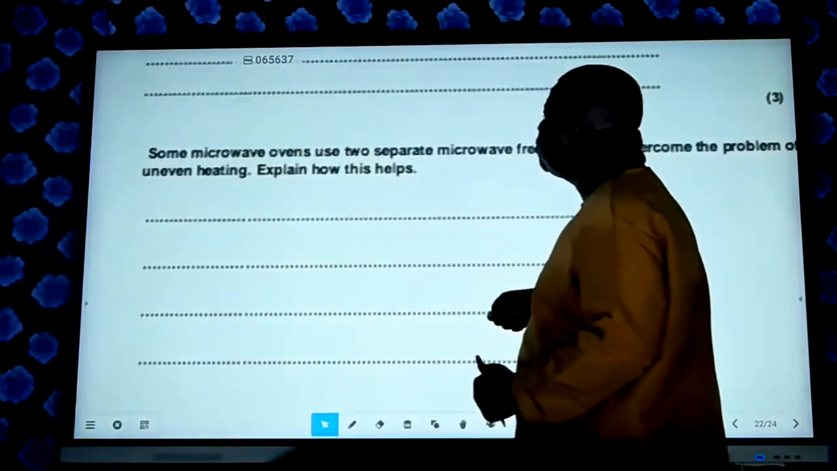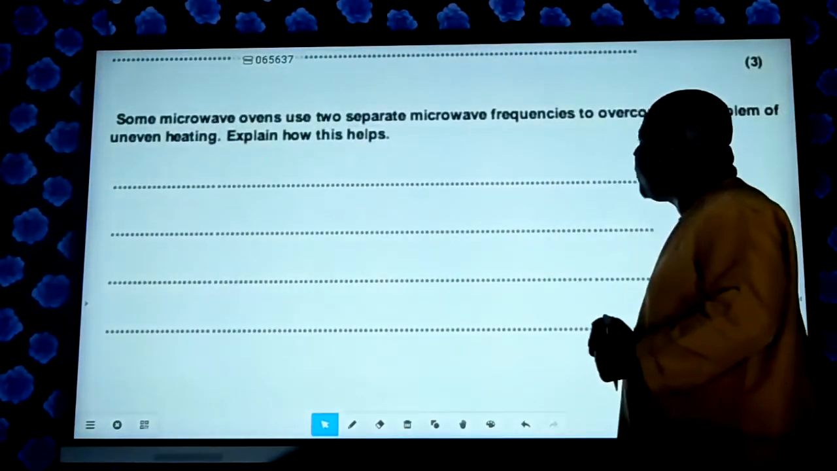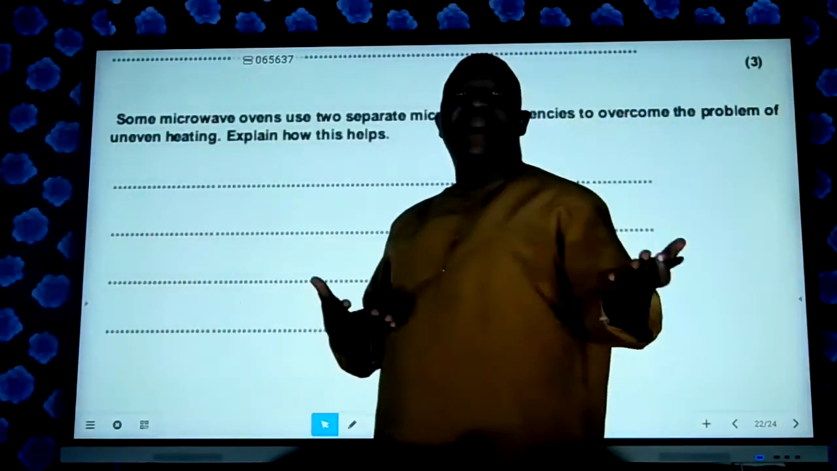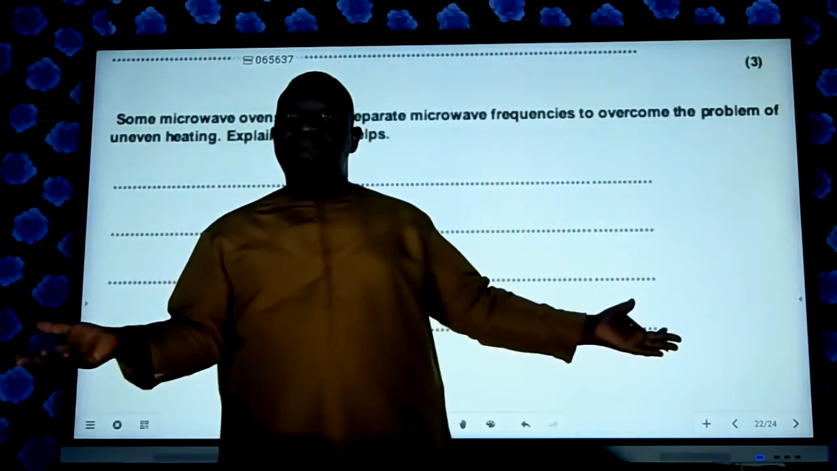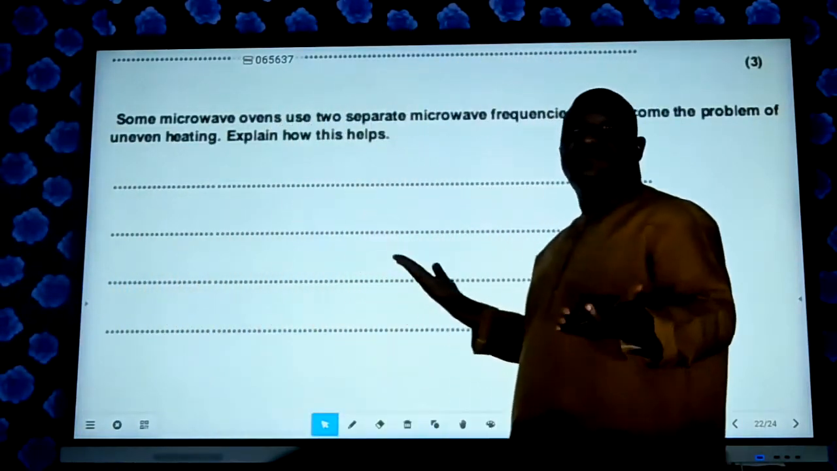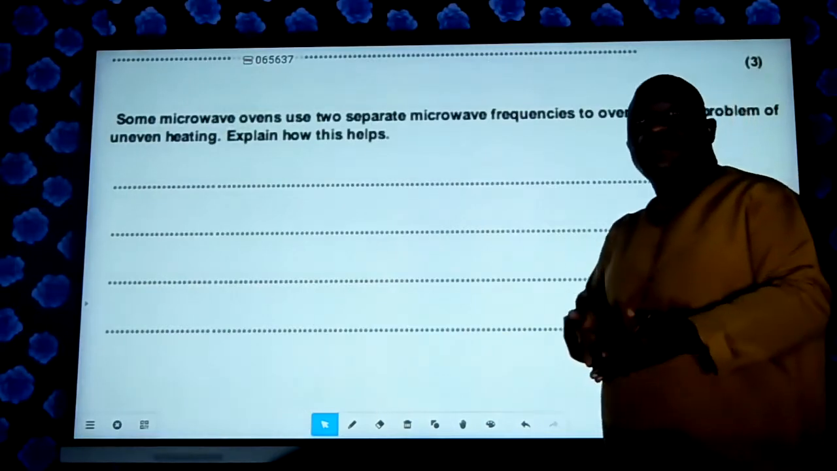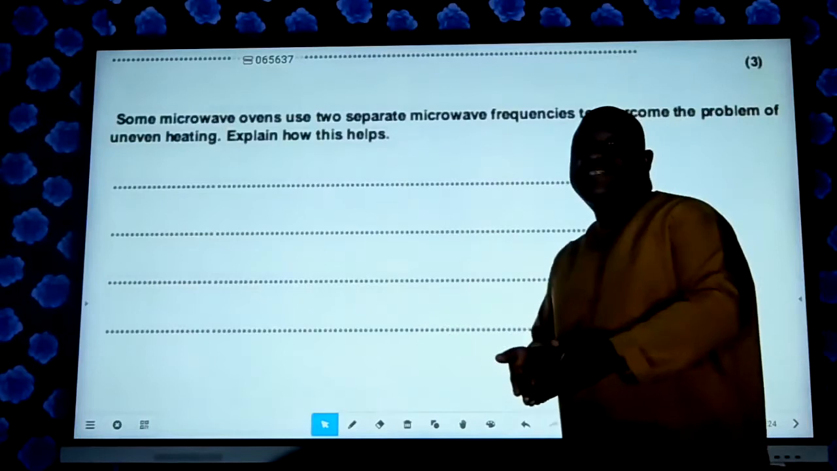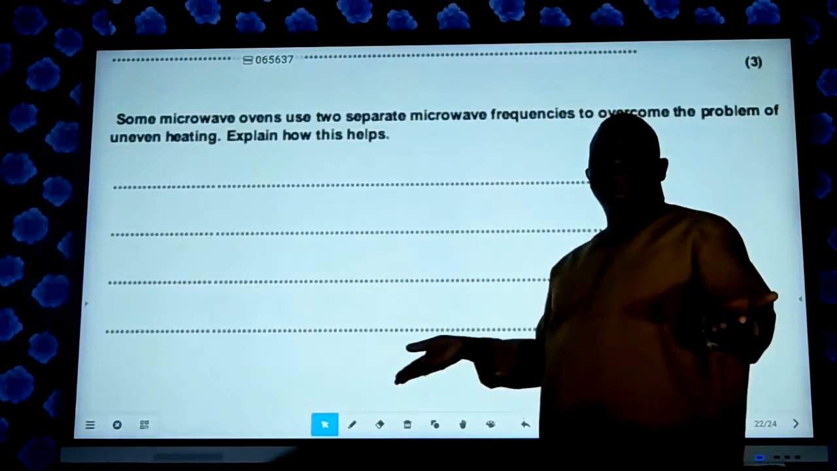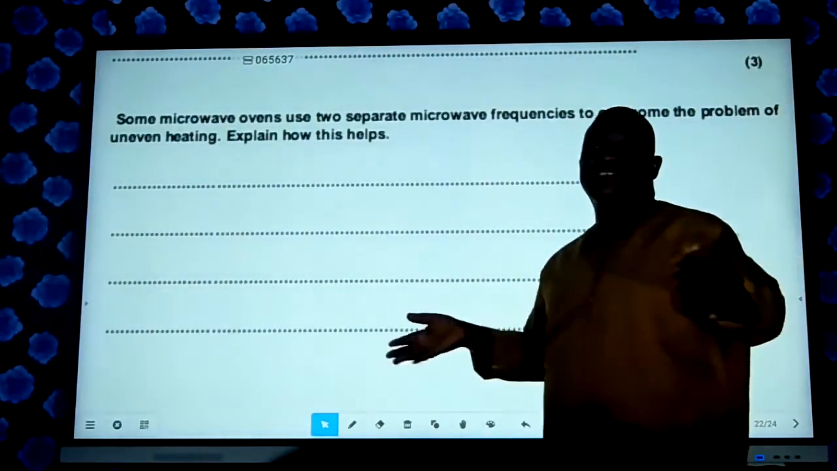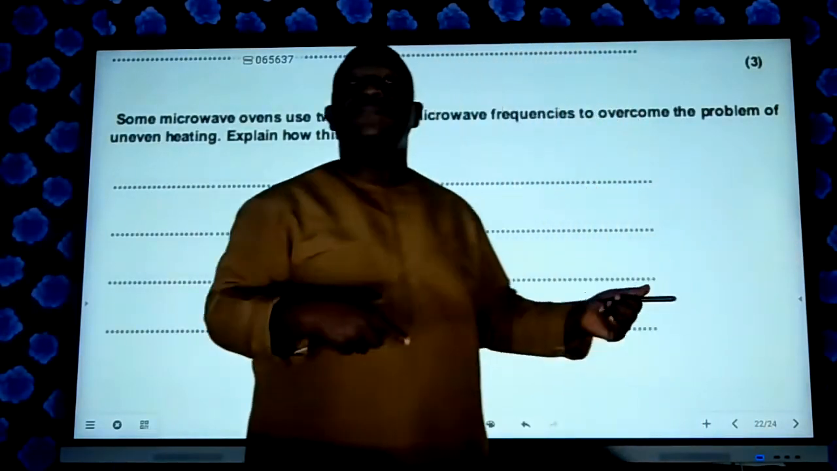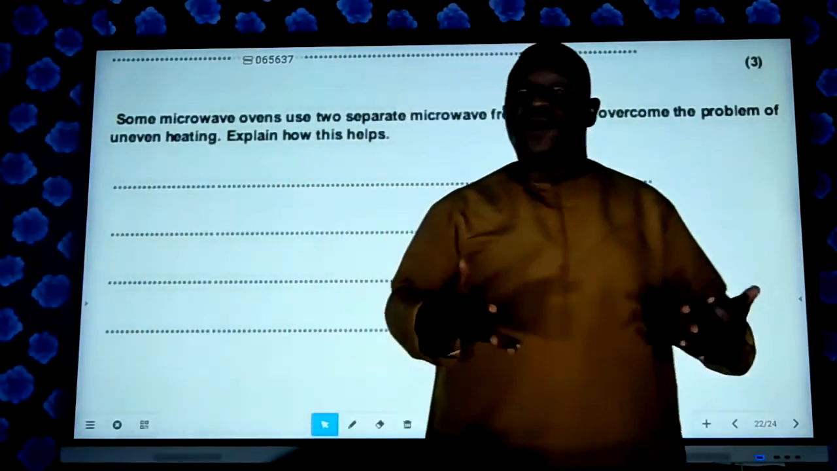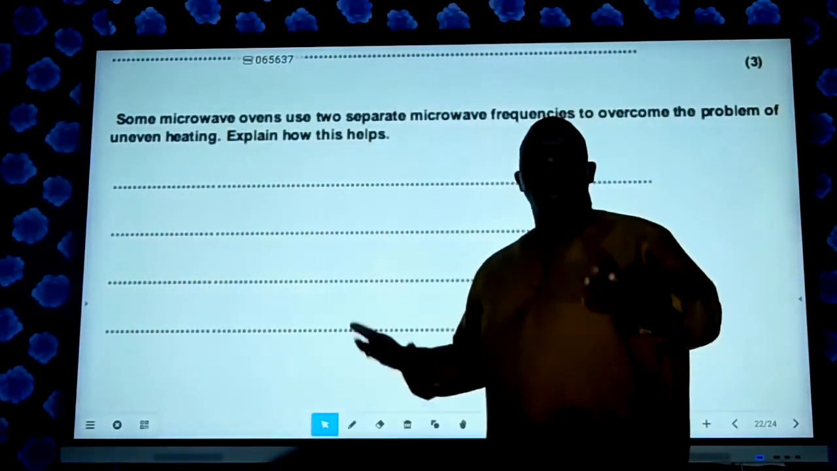So microwave ovens use 2 separate microwave frequencies to overcome this problem. You see, when you are heating, you are going to have uneven heating because some areas will meet at some point like point X. They are meeting at a node. That means there is no wave there, no heating. That place will be cold. And in some other areas inside the microwave, it may give you antinode, constructive interference.